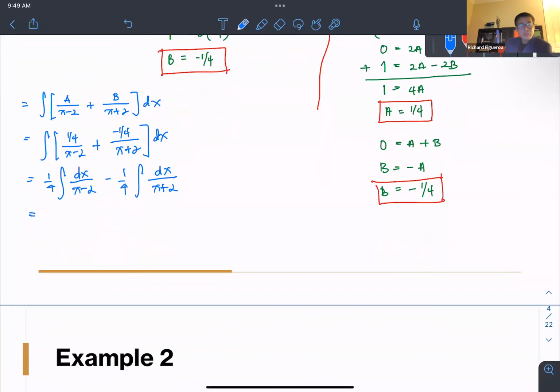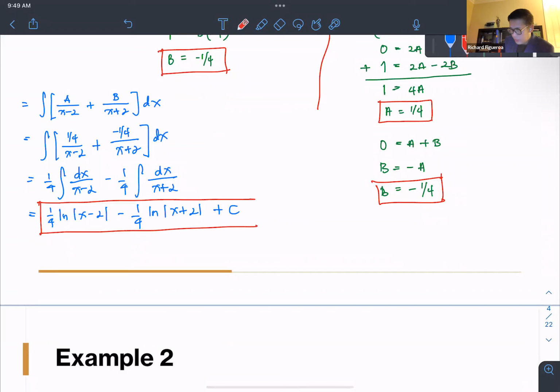This time, we can easily integrate this. So x minus 2, its derivative is dx. So that makes it a natural logarithm. So this one would become 1/4 ln of x minus 2, and minus 1/4 ln of x plus 2 plus c. That's the final answer then.